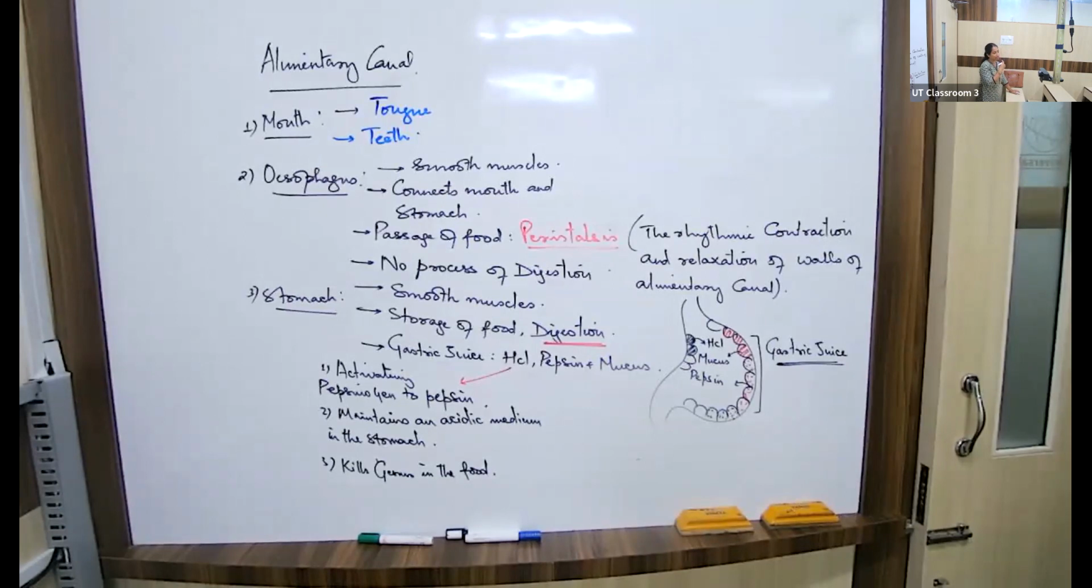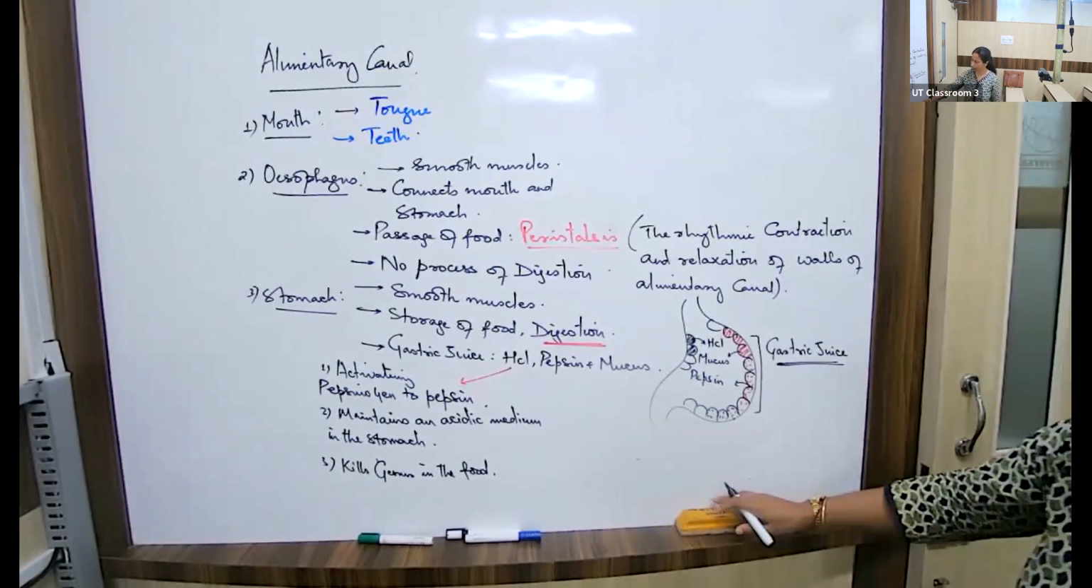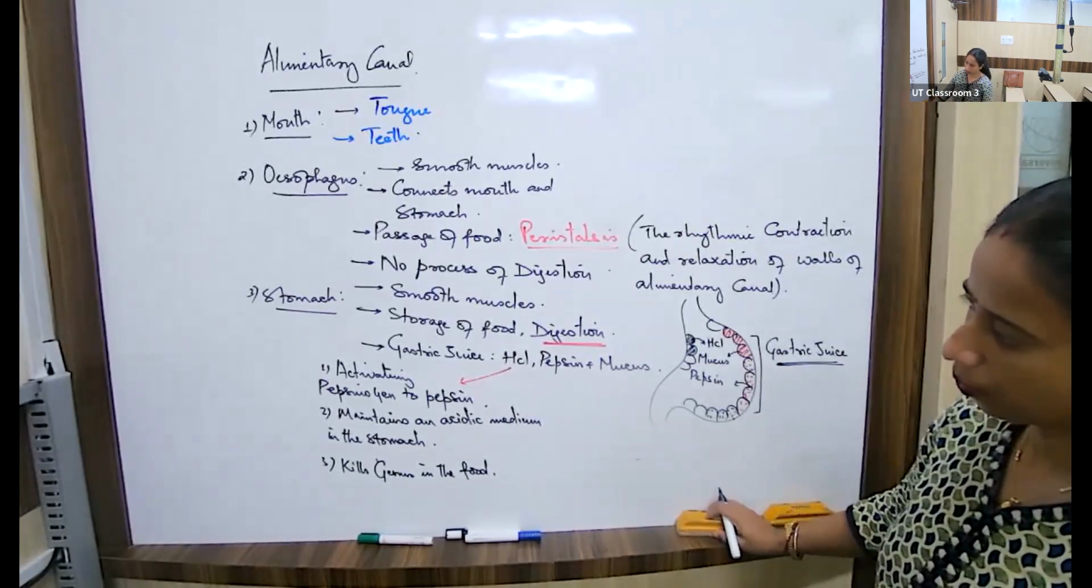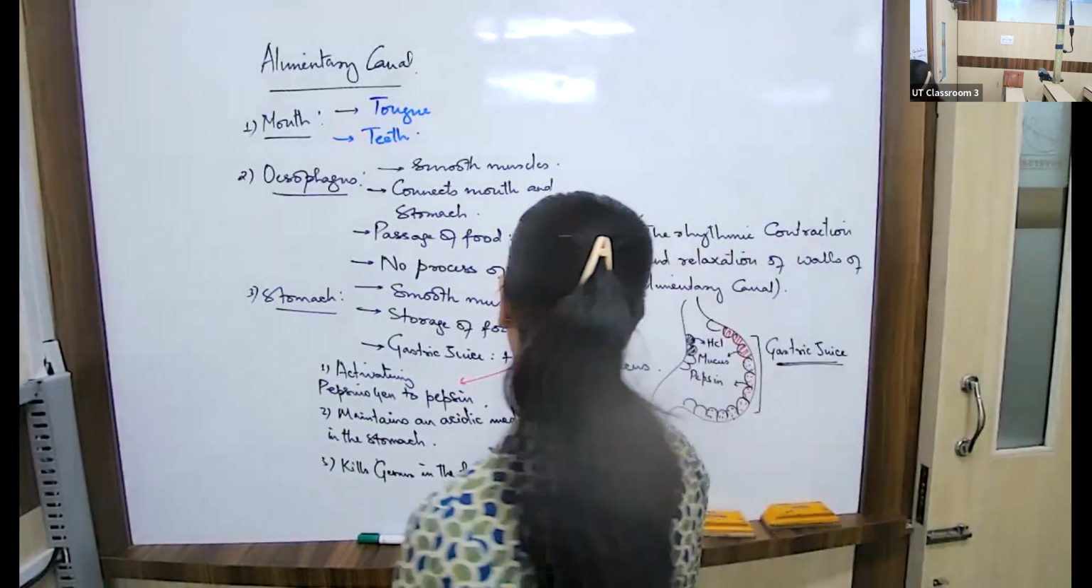Because एक तो हमारे saliva has the capacity of killing germs. अगर उससे भी नहीं हो रहा, hydrochloric acid gets taken care of. Then we are talking about hydrochloric acid. Now let us talk about the role of pepsin.